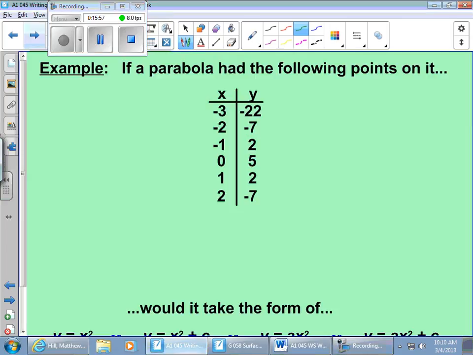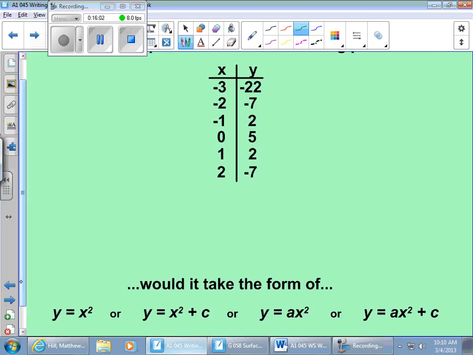Okay, I've only got one more here. If a parabola had the following points on it, would it take the form of which one of these?